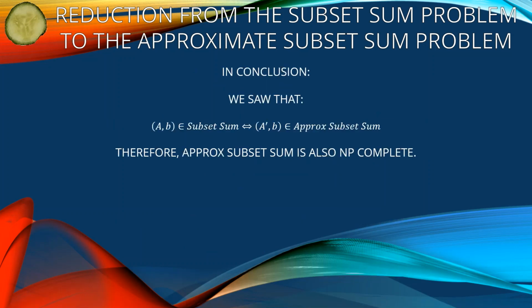In conclusion, we saw that A, b is in subset sum if and only if A prime, b prime is in Approx Subset Sum. Therefore, Approx Subset Sum is also NP complete.